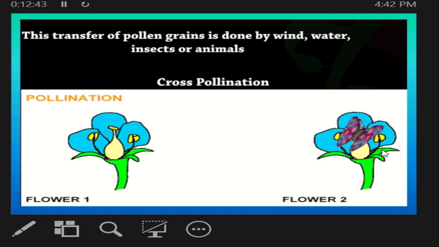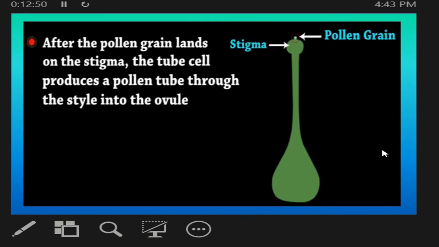This transfer of pollen grains is done by wind, water, insects, or animals. Pollen reaches the new flower and travels to the ovary, where it fertilizes egg cells, ovules, to make seeds. This is called fertilization. After the pollen grain lands on the stigma, the tube cell produces a pollen tube through the style into the ovule.